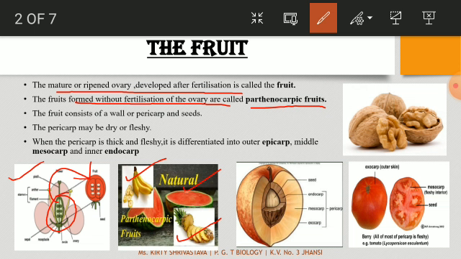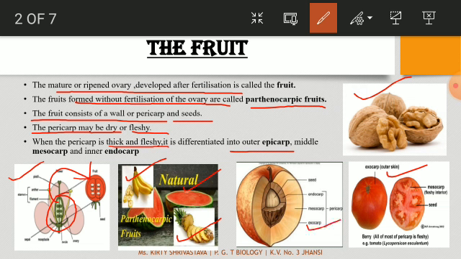The fruits consist of a wall or pericarp and seeds. The pericarp may be dry, as in case of walnut, or fleshy, as in case of tomato. When the pericarp is thick and fleshy, it is differentiated into an outer epicarp, the middle mesocarp, and the inner endocarp.